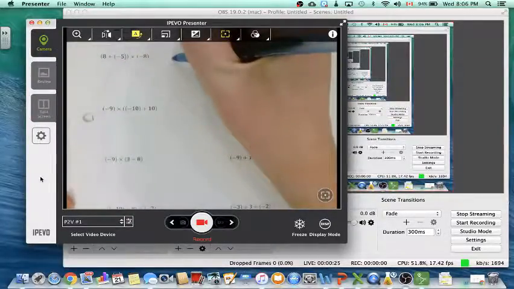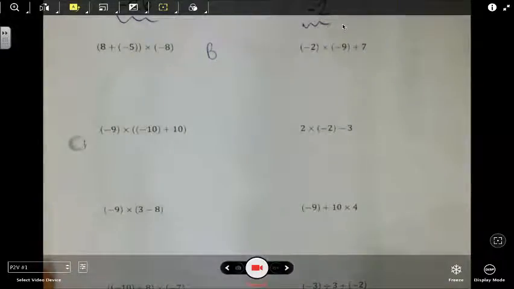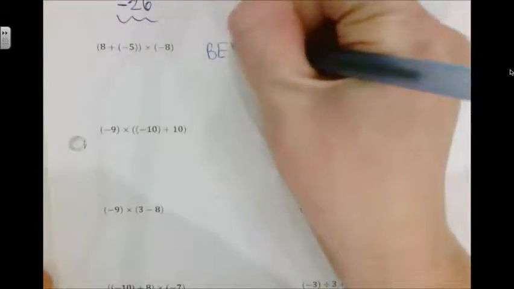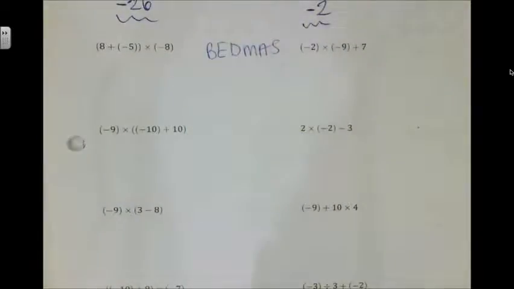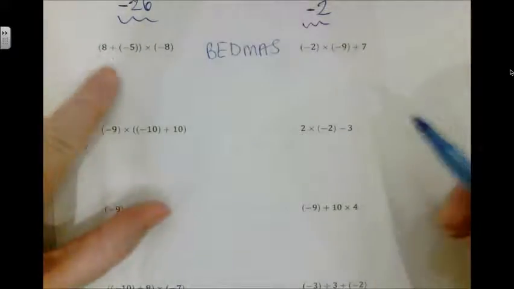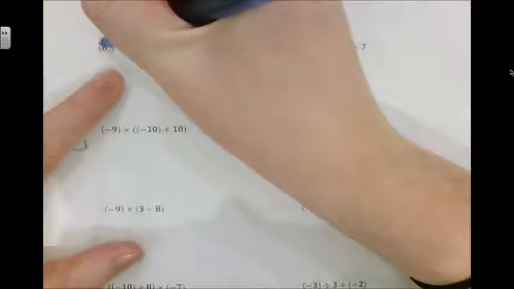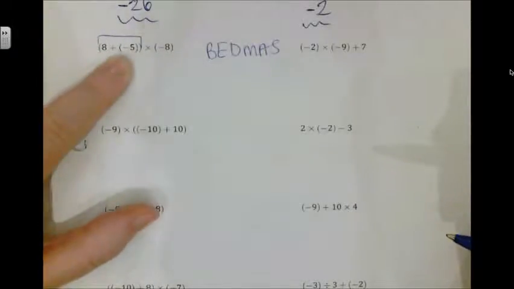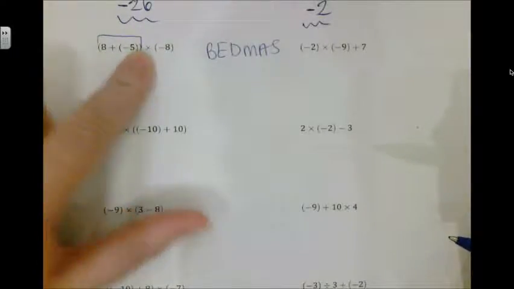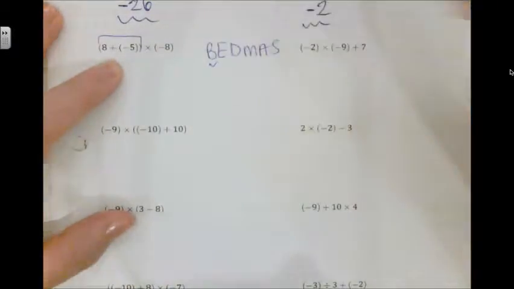Again, we're following BEDMAS, which is your order of operations, as you guys know, but then you have to make sure that you follow it also using all the rules we learned for negative numbers. So in this question over here, first things first I have to deal with this bracket. So I have positive 8 plus negative 5. I have to solve what's inside the bracket first because that's the first thing in my BEDMAS.